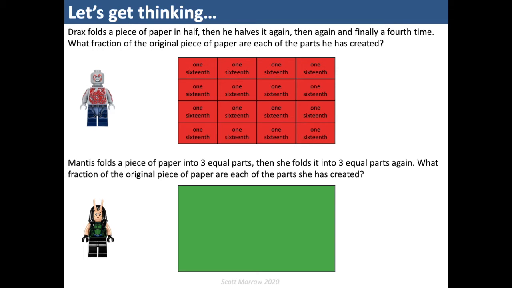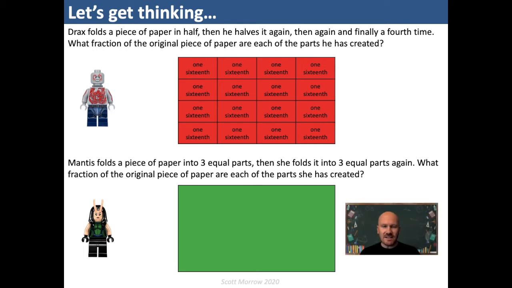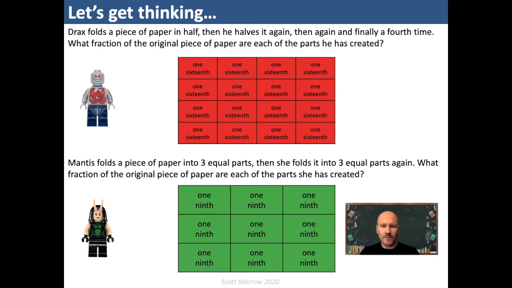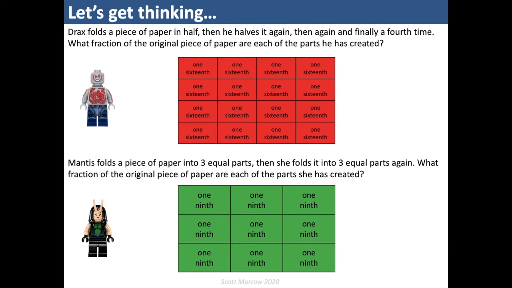piece of paper. Let's consider what Mantis does with her piece of paper. She folds it into 3 equal parts, so let's split that into 3 parts, as you can see there. Then she folds that into 3 parts again. So let's do that, and we're left with this small piece of paper here. Now, when we unfold the paper, we can see that that whole piece has been split into 9 equal parts, so we can call each of those parts 1/9. They're exactly 1/9 the size of the original piece of paper.